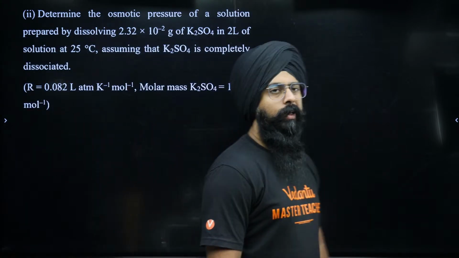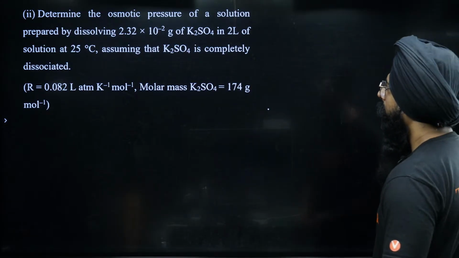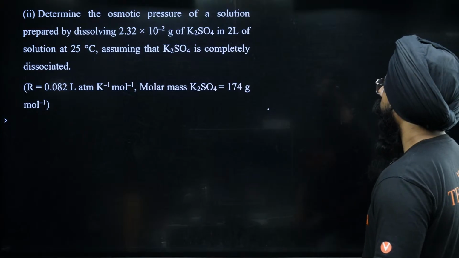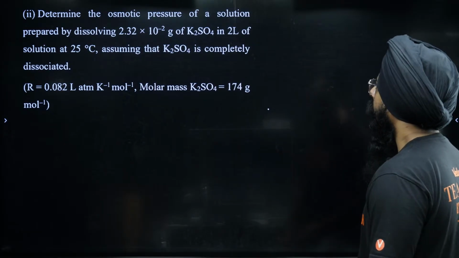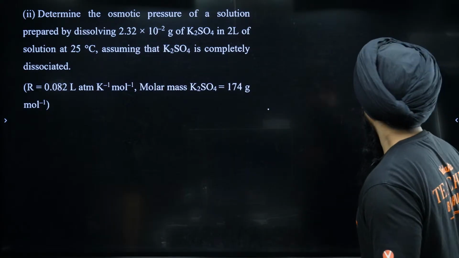Determine the osmotic pressure of a solution prepared by dissolving 2.32 into 10 to the power minus 2 grams of K2SO4 in 2 liter solution at 25 degrees Celsius. Assume that K2SO4 is completely dissociated.